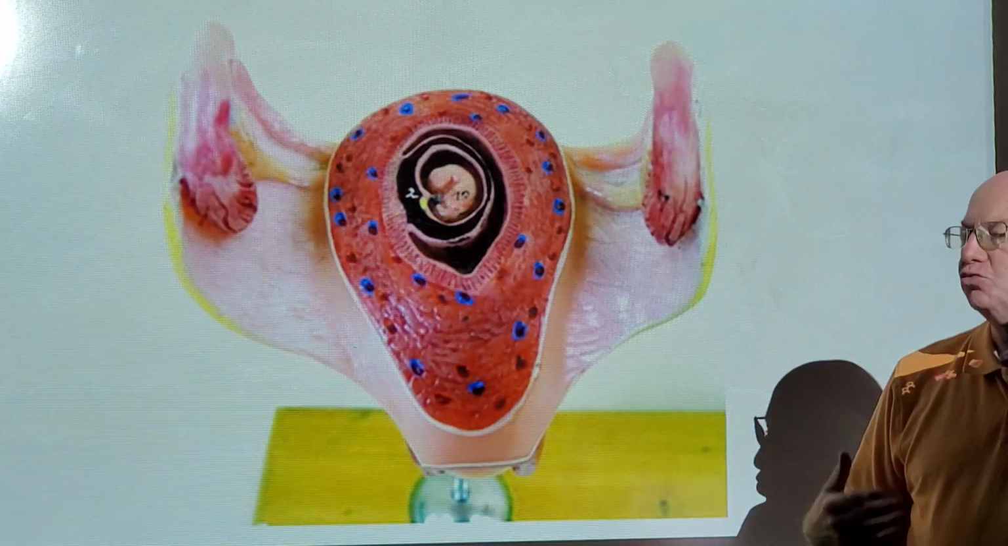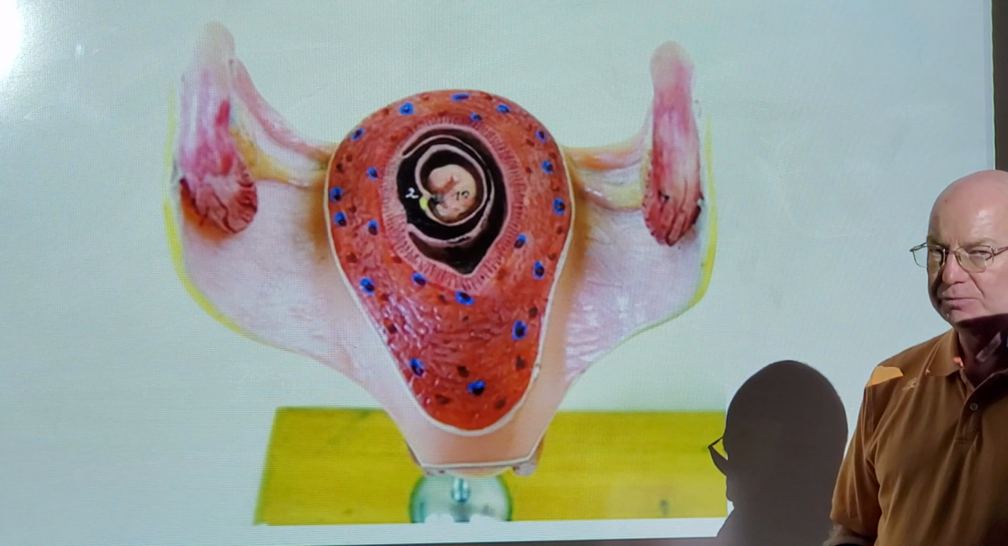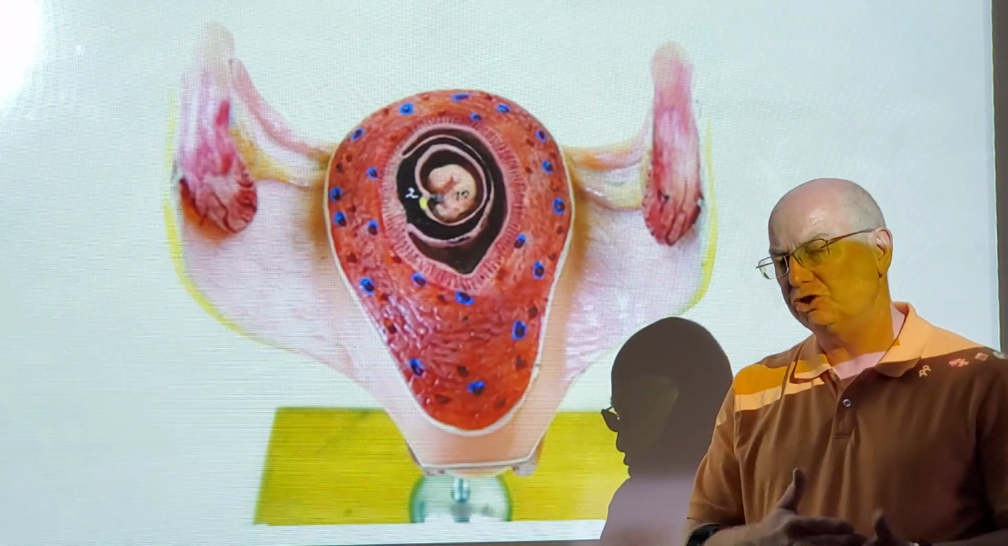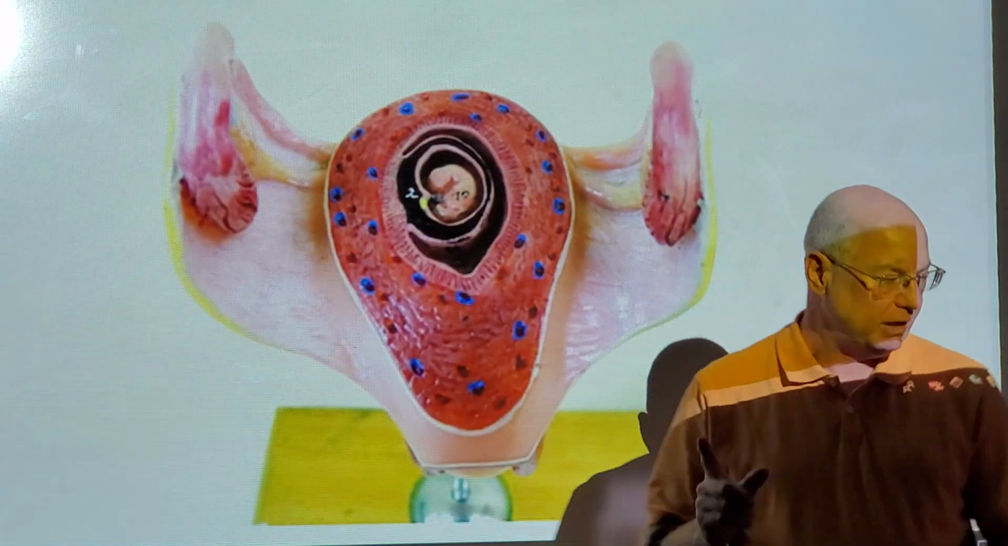Now, the decidua has roots. One of those structures is called the decidua basalis. Another one is called the decidua capsularis. And a third one is called the decidua parietalis.